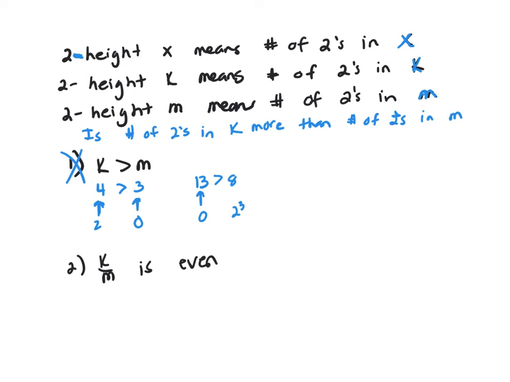Okay, so clue 2, this one's going to work. So I've got k over m, and it says it's even. So that means m completely, all of its factors canceled out when it divided into k. But when you divided it into k, something was left over, and that happened to be an even number. And an even number is divisible by 2. So that means 2 height m would be more than 2 height k. So the answer is B.